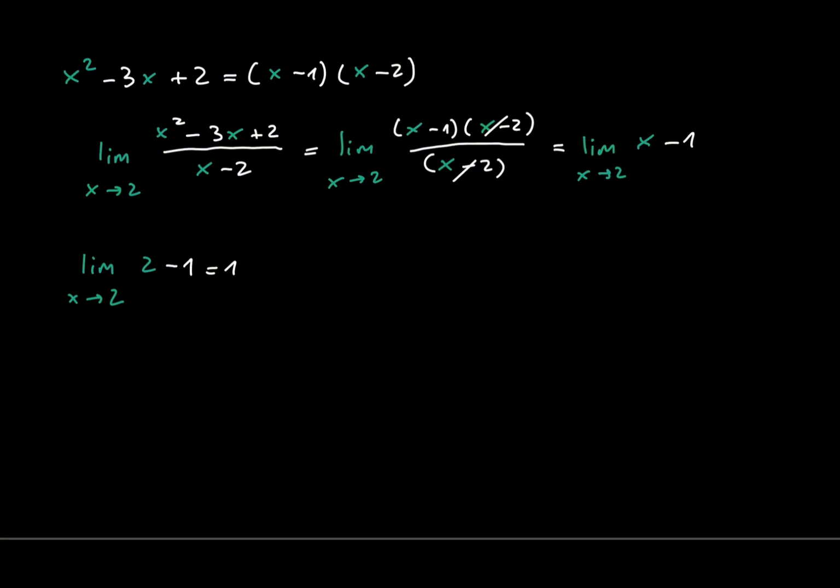Quick takeaway. If you get 0 over 0 and the numerator is a quadratic, try factoring it into two brackets and cancelling.